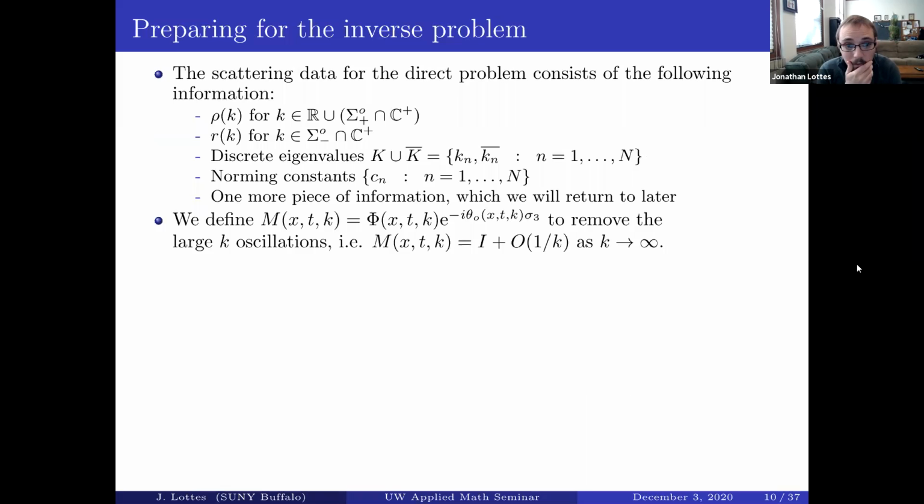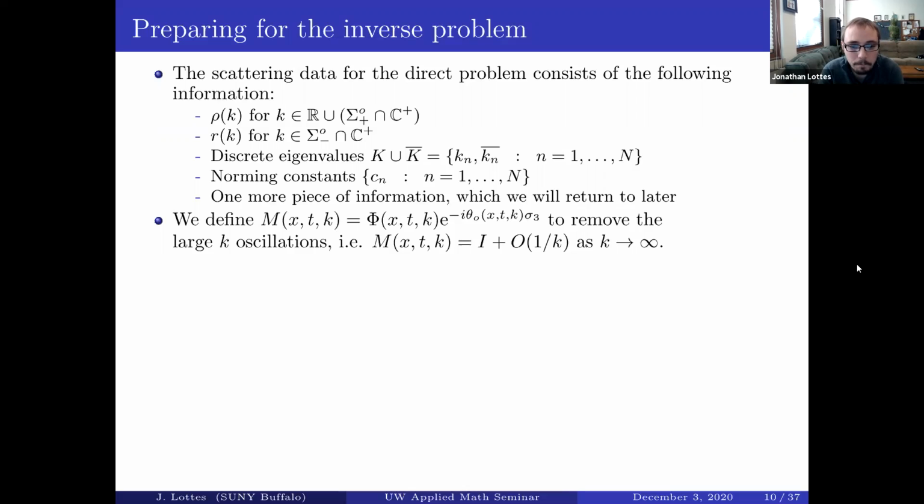Okay, so more or less that's our direct problem. We started from our potential. We generated our reflection coefficient rho of k. We have this other function r of k that's appearing in the jump matrices. We have the discrete eigenvalues that are coming in conjugate pairs. And then for each pair, we have a norming constant. There's one more piece of information that will be included in our scattering data, but I'm going to hold off on talking about that for now.